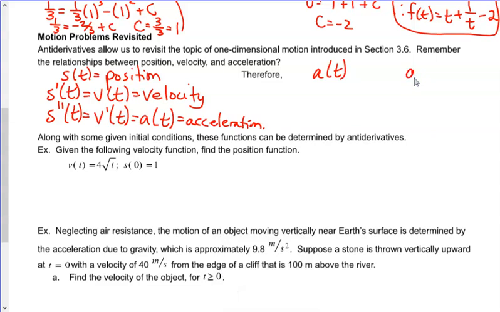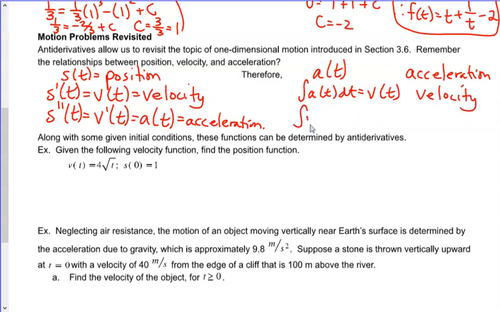Now, most of the time I will tell you that the acceleration with these motion problems is dealing with the acceleration due to gravity when we're doing projectile motion stuff. So watch out for that. Now, if I integrate a of t dt, I go from acceleration and take the antiderivative, I get to my velocity. So that's equal to v of t, which is the velocity. And if I then take the integral of v of t dt, going backwards from the velocity, I get back to s of t, which is the position function.